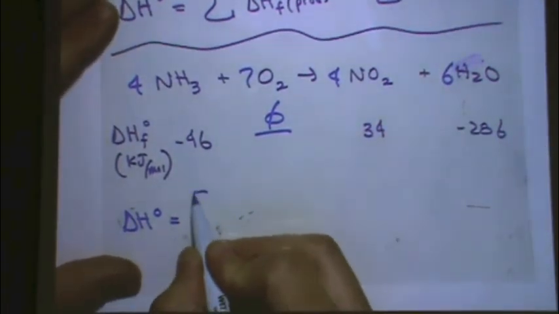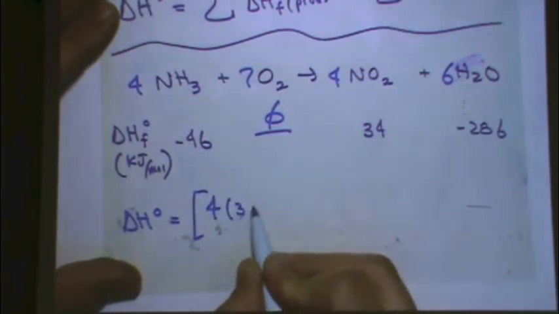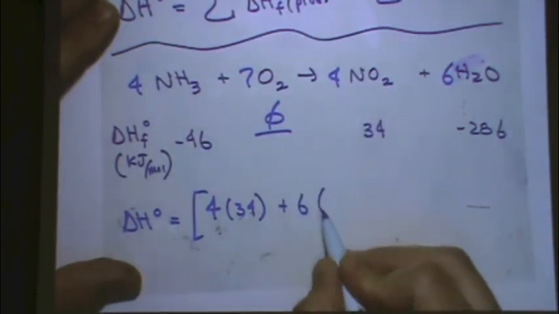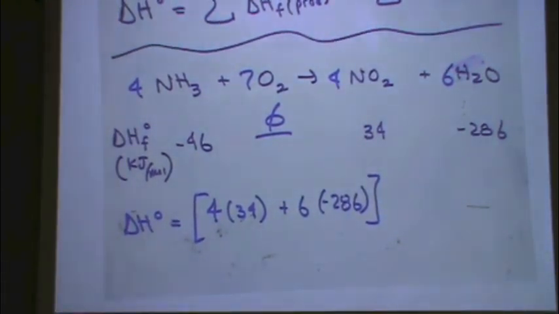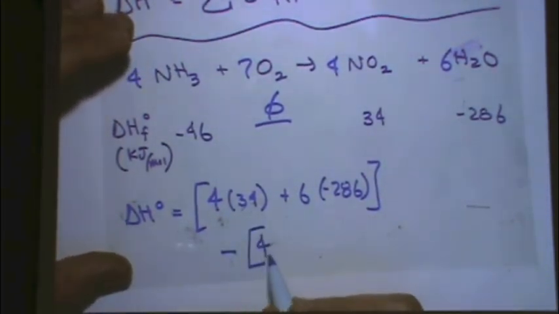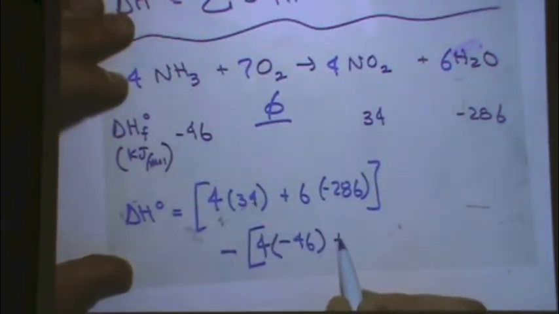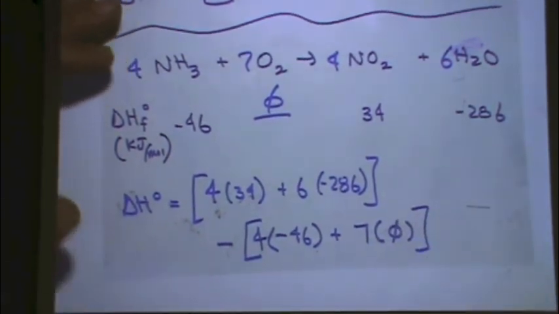So what I'm going to do is open big brackets here, and I'm going to say products first, 4 times 34, that's the moles of NO2, plus 6 times negative 286. And that's the sum of the delta H of formation of the products, including all 10 moles of the products. Now I'm going to subtract, open big brackets again, 4 times the delta H of formation of NH3, which is negative 46, and then 7 times the delta H of formation of O2, that's just 0, close brackets.